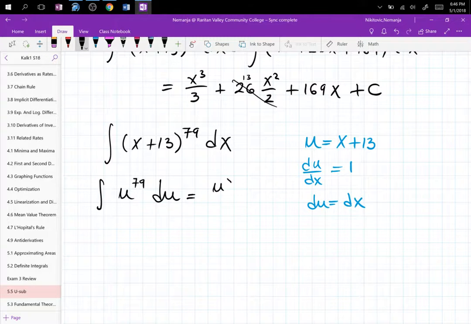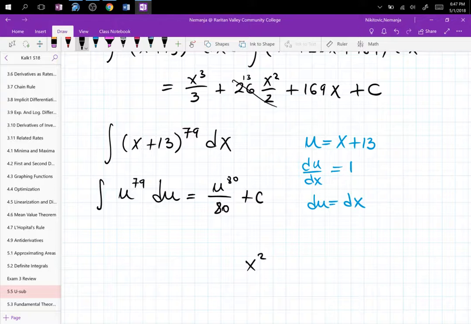U to the 80 divided by 80 plus c, right? You just integrate normally because you have a polynomial now. And you know that that's x to the n plus 1 over n plus 1. It's just the standard stuff.